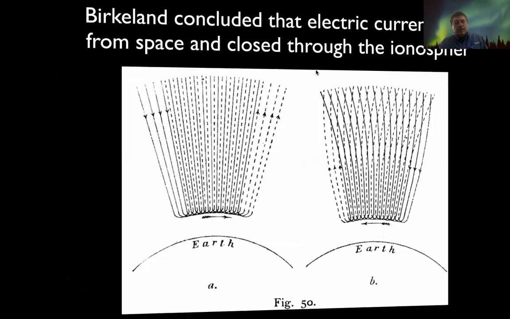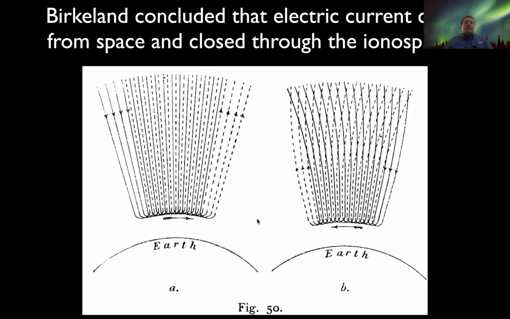So Birkeland drew these kinds of pictures. These are actually from his book. And he concluded that the electric current came from space and closed through the upper atmosphere. See, Birkeland didn't even know about the ionosphere. That was discovered later, but he had already postulated that there must be a conducting layer in the upper atmosphere for these currents to flow, and that they were of limited extent. They would flow horizontally, roughly in a line, because he had these magnetic observatories, and he was using them to make measurements of the magnetic field and to infer the currents flowing overhead.